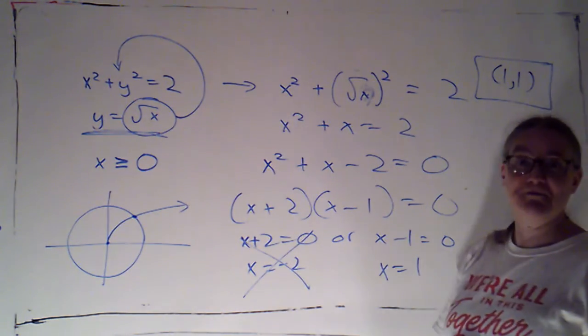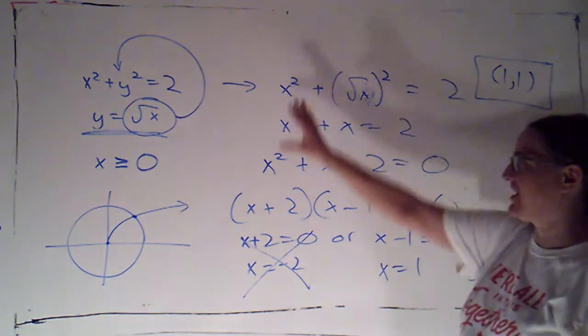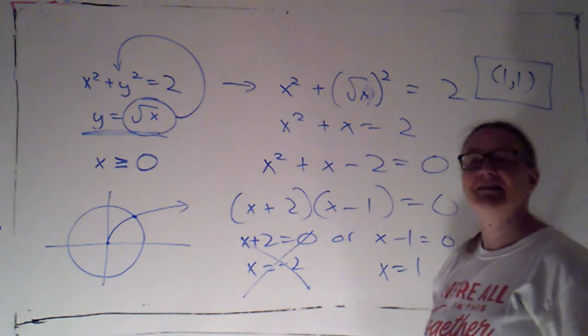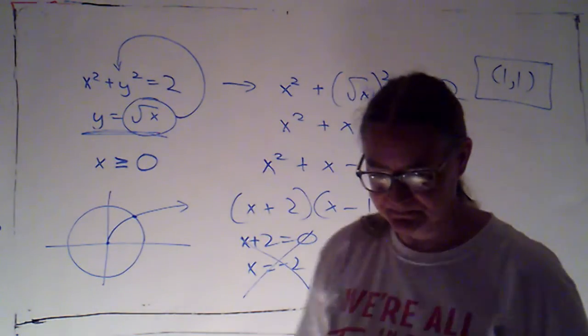(1, 1) is in the first quadrant. Very quick to check that it makes both equations true, and it's consistent with the picture.